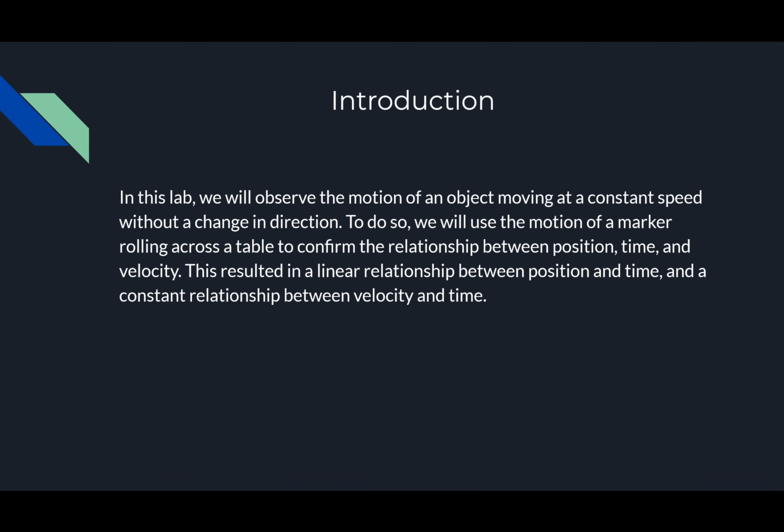In this lab we will observe the motion of an object moving at a constant speed without a change in direction. To do so we will use the motion of a marker rolling across a table to confirm the relationship between position, time, and velocity. This resulted in a linear relationship between position and time, and a constant relationship between velocity and time.